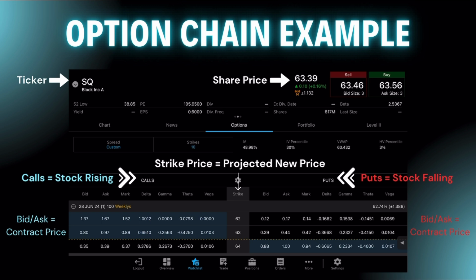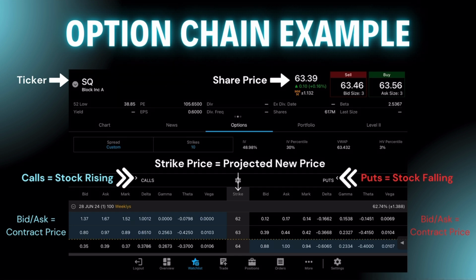And then the very last thing you see is where it says last size. This just shows the most recent or last trade for a stock in reference to how many shares were bought or sold. So that's the basic breakdown of what you would see. Now let's go ahead and take a look at a few other details so that you guys can get the full scope of this.